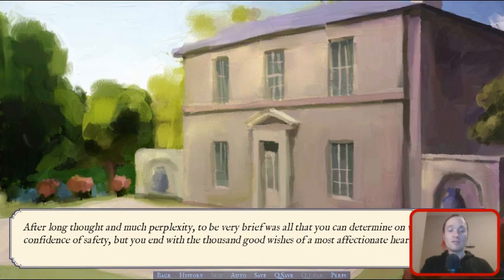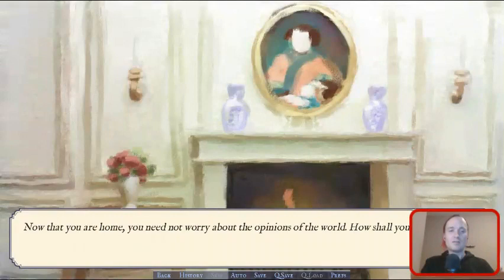After a long thought and much perplexity. Perplexity is such a good word. So we write to him.